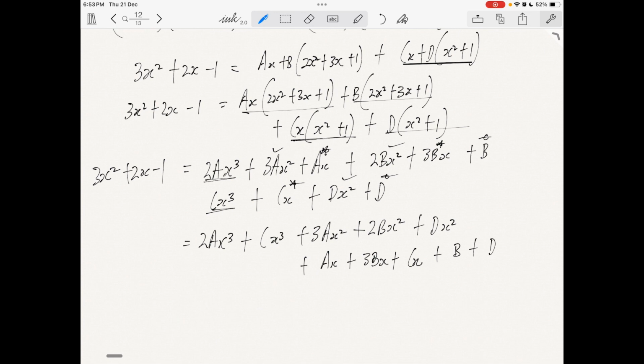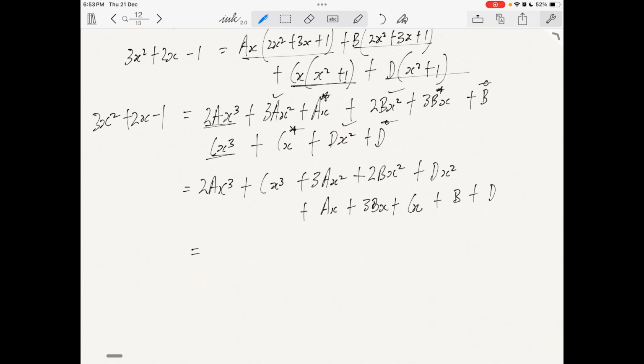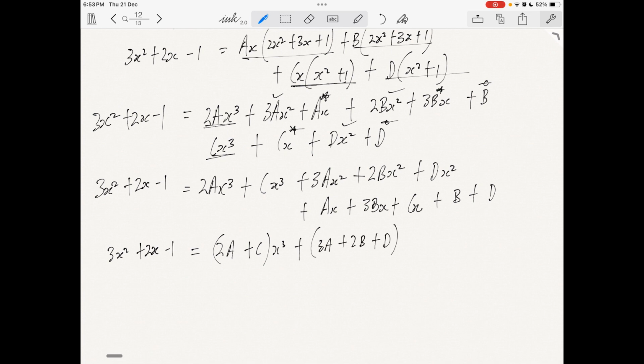Now let's put them in brackets for it to be very easy to compare coefficients. So remember, this is 3x squared plus 2x minus 1. So putting them in brackets, we have (2a plus c) into x raised to power 3, plus (3a plus 2b plus d) into x squared, and (a plus 3b plus c) into x, and then plus (b plus d) as the constant.